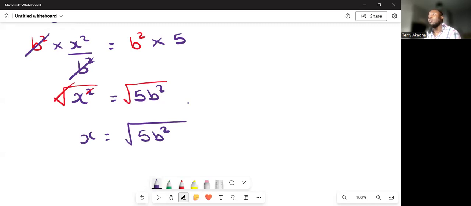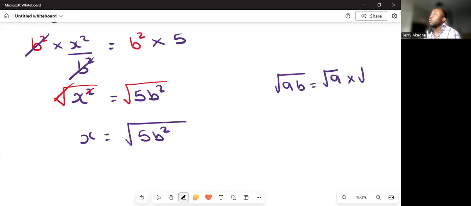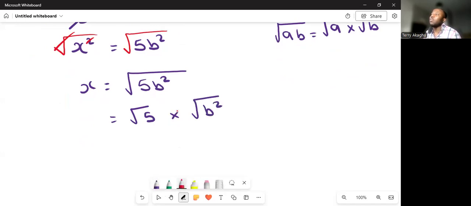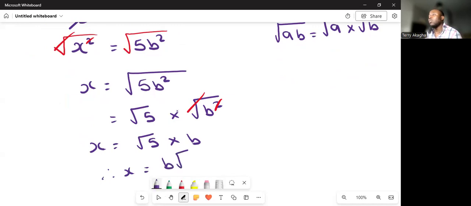And again, you can also simplify this. Remember in laws of surds, I told you the square root of AB is equal to the square root of A times the square root of B, right? So that means I can also break this down a bit. It's going to be equal to the square root of 5 multiplied by the square root of what? B squared. Are you seeing it again? Now the square root of b squared can also cancel that. Then you now have x is going to be the square root of 5 times what? B. So therefore, x is going to be equal to b root 5. And that will be the answer for that, okay?